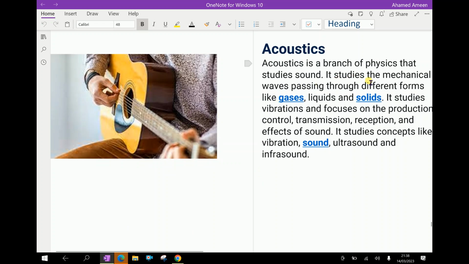Acoustics is a branch of physics that studies sound. It studies the mechanical waves passing through different forms like gases, liquids, and solids. It studies vibration and focuses on the production, control, transmission, reception, and effects of sounds. It studies concepts like vibration, sound, ultrasound, and infrasound.